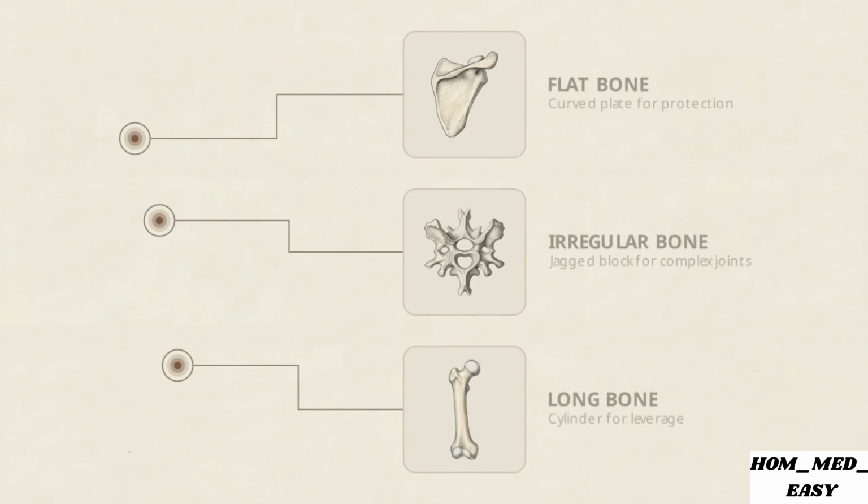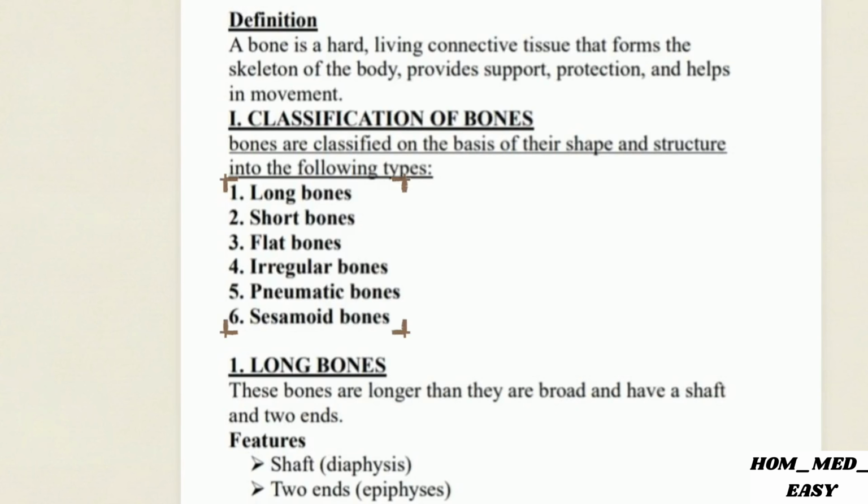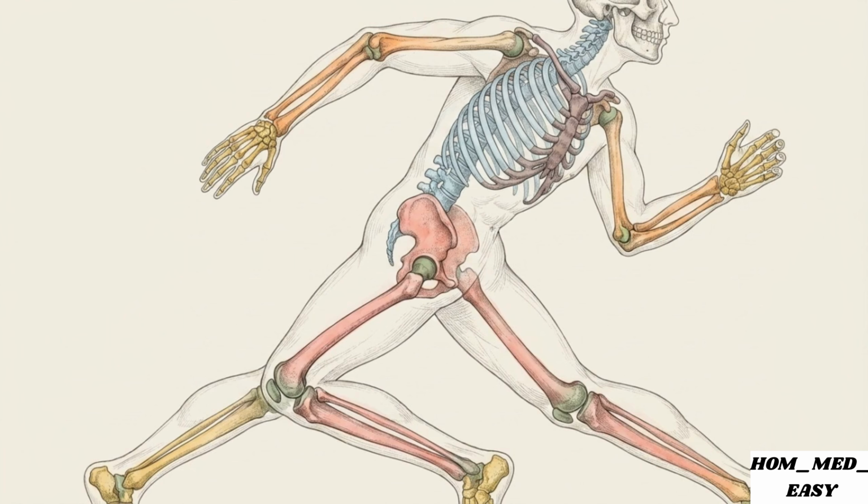The skeletal system manages these competing demands through a strict morphological taxonomy, classifying bones by their shape and internal structure. This classification divides bones into 6 foundational categories: long, short, flat, irregular, pneumatic, and sesamoid. These 6 categories represent specialized engineering solutions to specific biomechanical loads.